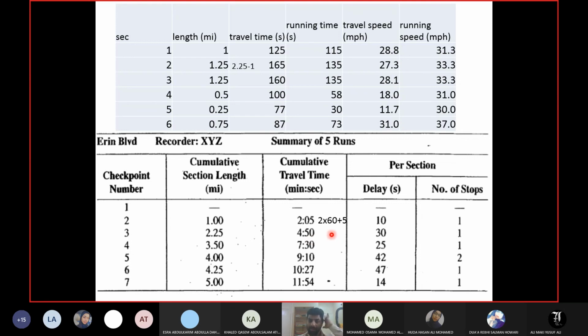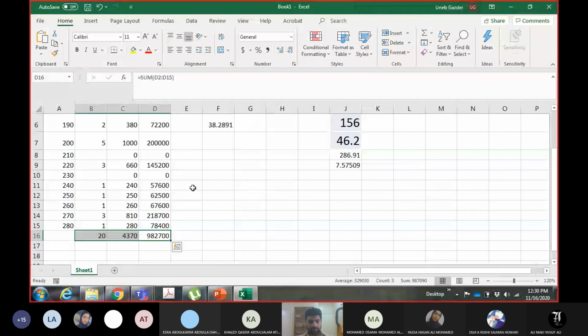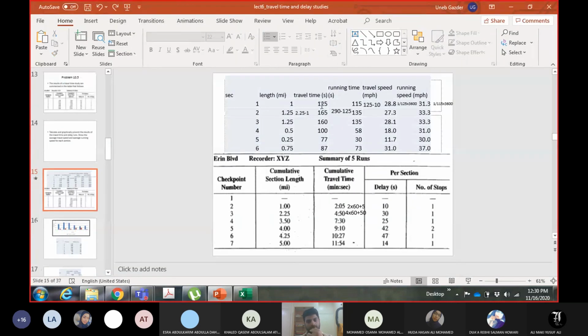Then for calculating the travel time of each section, again these are cumulative values, so I will take the difference. Okay, let me see if I have prepared this Excel sheet here. When you convert 2 minutes 5 seconds into seconds, you will get 125 seconds. When you convert 4 minutes 50 seconds into seconds, you will get 290 seconds. So how much is the travel time for section 1? 125 seconds, no problem, because it is taken from point 1.